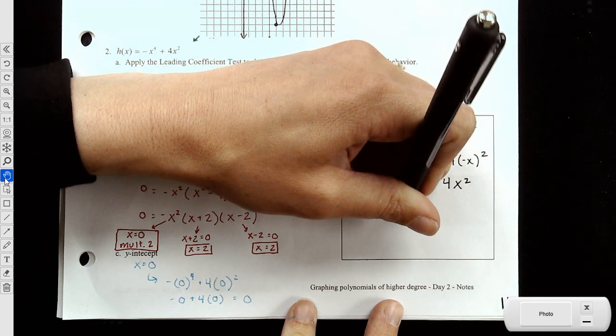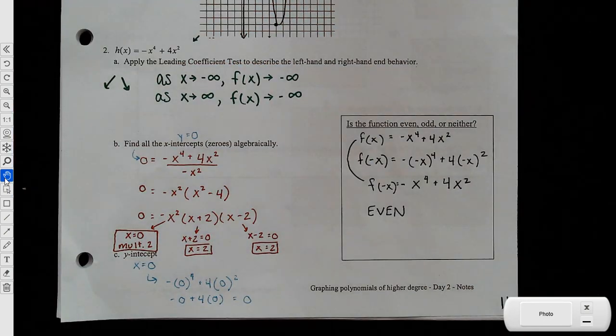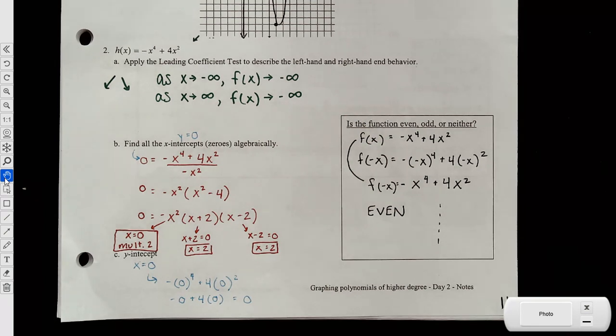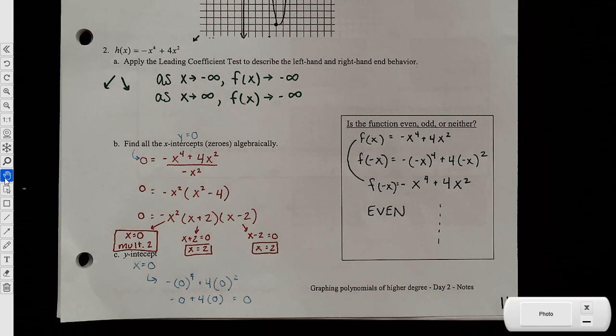So whatever I do when I graph the function, remember, even means it is symmetrical about the y-axis. So I should be able to fold the graph in half on the y-axis, and it would be the same on either side. So that's something that can kind of help me going into the graphing, knowing what it's expected to look like.